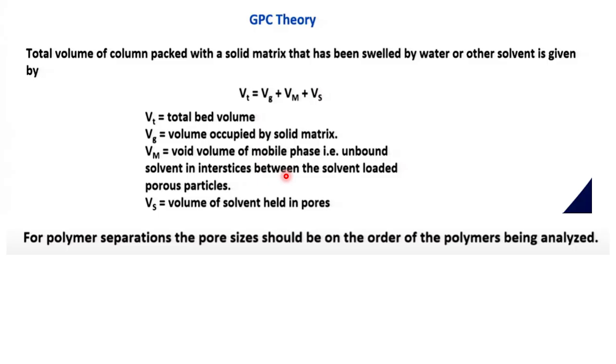That means whenever you are going for GPC, the size of your polymer sample must not be too high or too small as compared to the pore size of the stationary phase. It should be close. Otherwise, you cannot separate it.